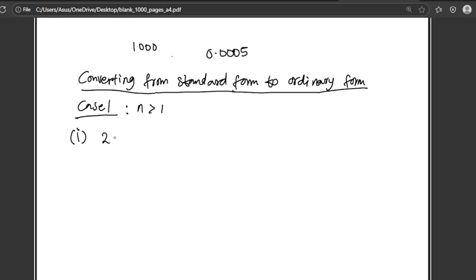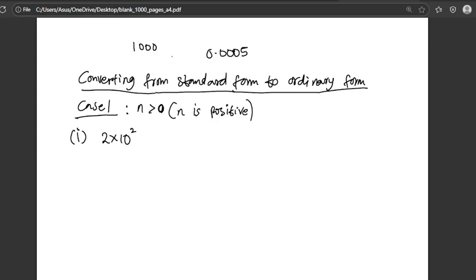Take 2 times 10 to the power 2. You can see the power here is 2, right? It's greater than 1. So in other words, we can say the power is positive. When we say a number is positive, it simply means it's greater than 0. Now, how do we convert this to ordinary form?